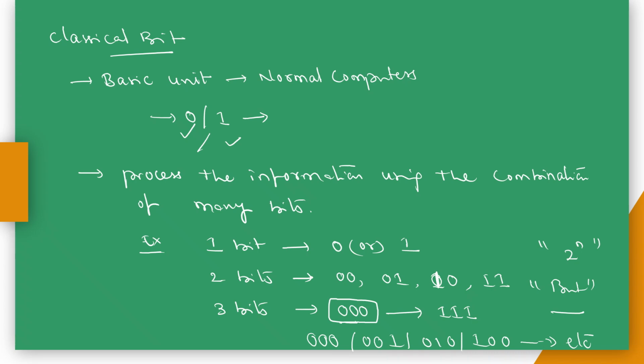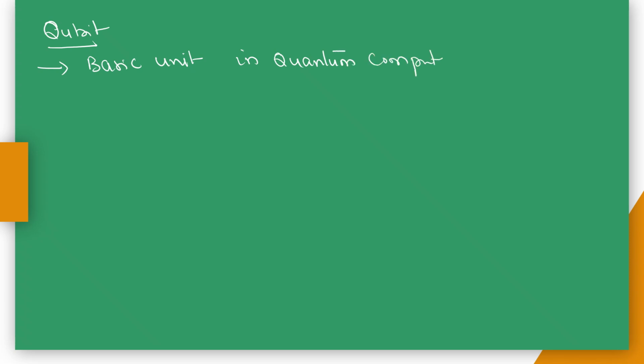And coming to the qubit point of view, like the classical bit, the qubit is also a basic unit of information in quantum computing to store or process information.